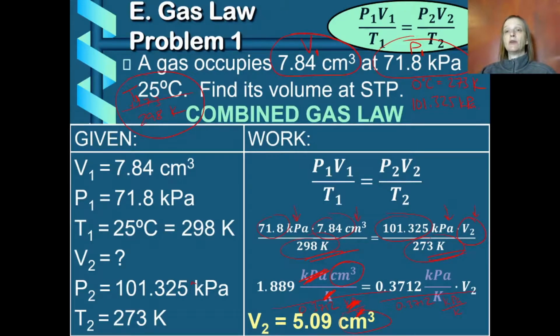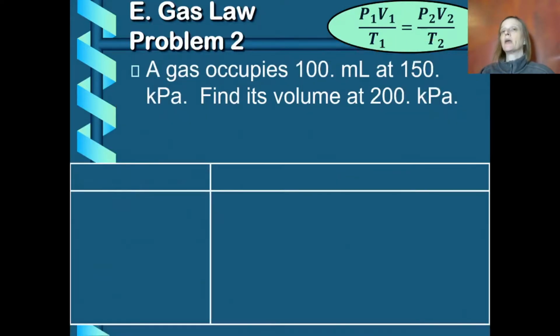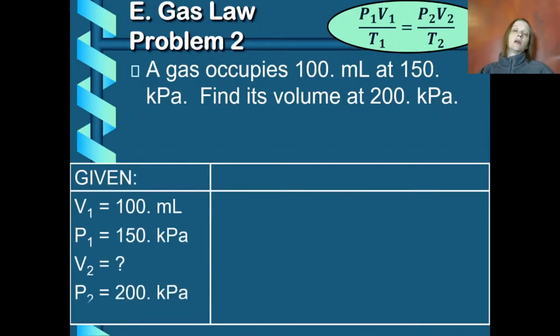This was an example of using the combined gas law. We used all three variables, the pressure and the volume and the temperature. This equation works just as well, even if you don't have all of that information. So let me do some examples with that. Here, my volume is 100 milliliters to 3 sig figs, and my pressure is 150 kilopascals. I need to find the volume, this is my unknown, at 200 kilopascals. This is pressure 2, to make it different from pressure 1.